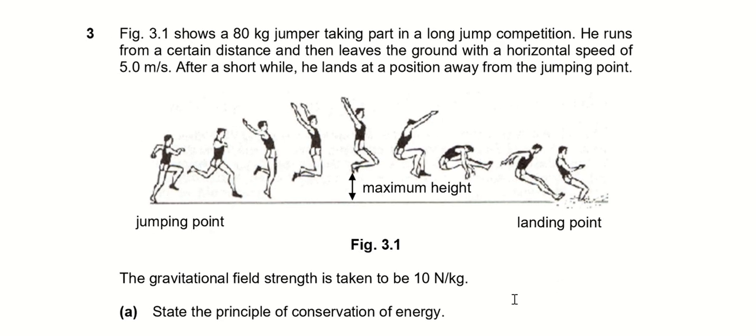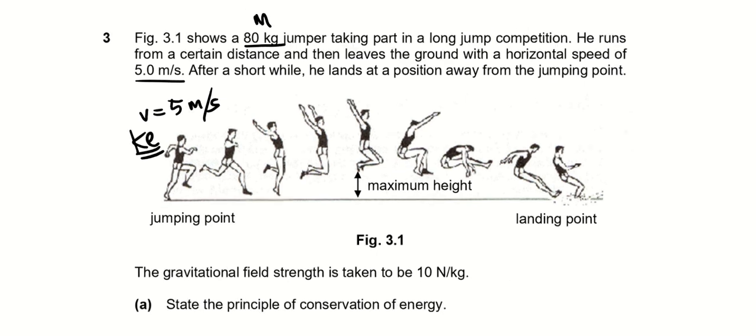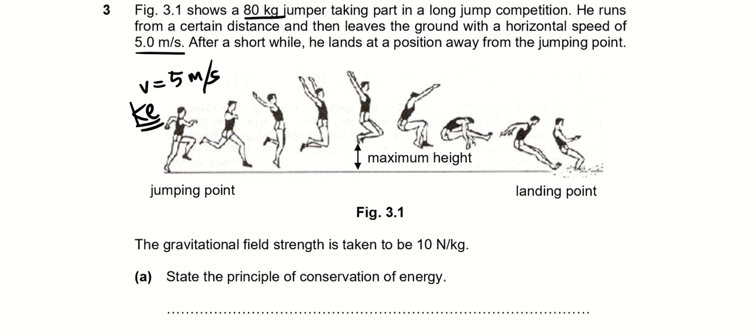Okay, question 3, it shows an 80 kg jumper. So this is the mass, taking part in a long jump competition. He runs from a certain distance and then leaves the ground with a horizontal speed of 5 meters per second. So that means over here his velocity or speed is 5 meters per second. That means that's going to be KE. Okay, after a short while he lands at a position away from the jumping point.